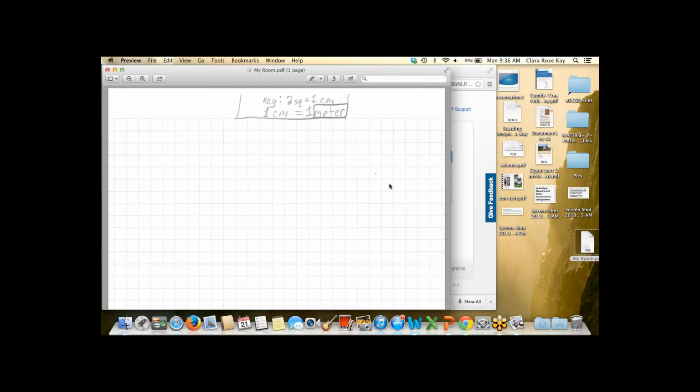Right now, we are sharing our scales and our maps that we created the last time that we did the Moon, Mars, and Beyond program. So right now, Clara is about to explain her scale.